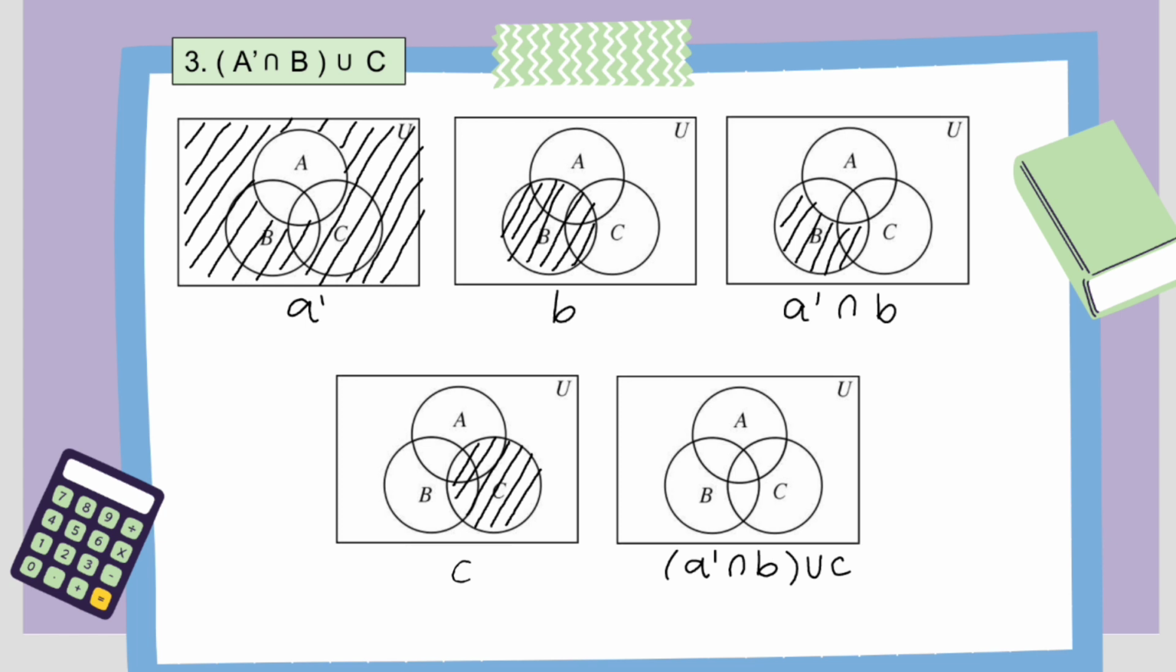Next is A prime intersects with B unites with C. Unite means that we will combine the shaded parts of A prime intersects with B and set C. So the only shaded parts are the whole set C and this part of set B. So this is our final answer.